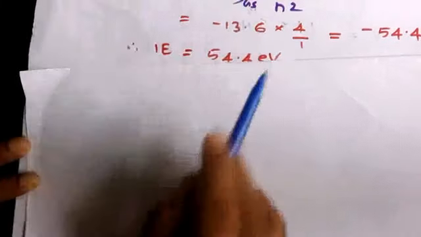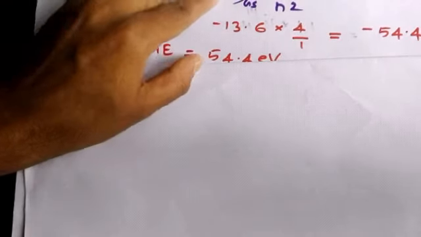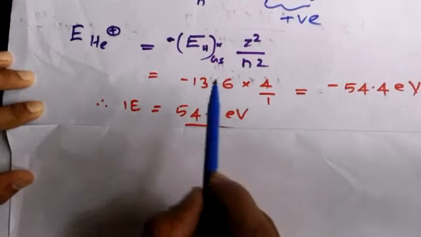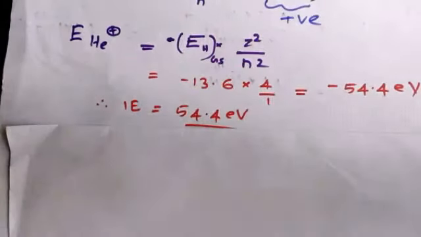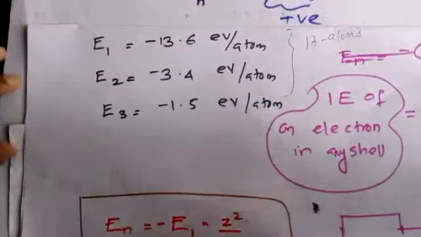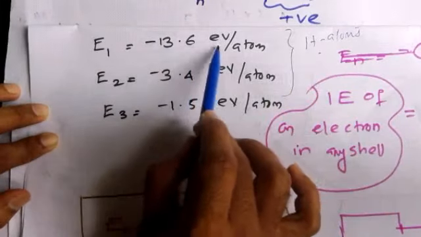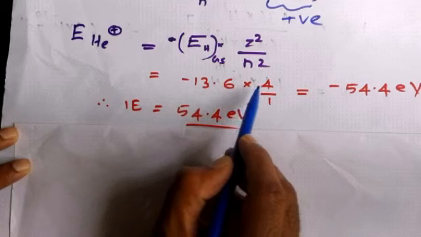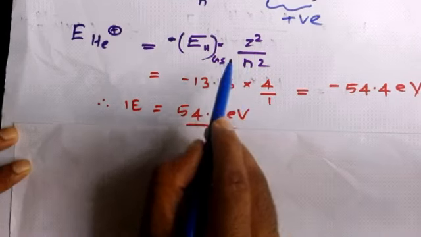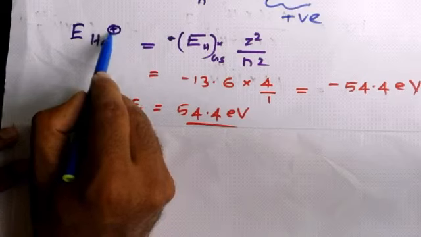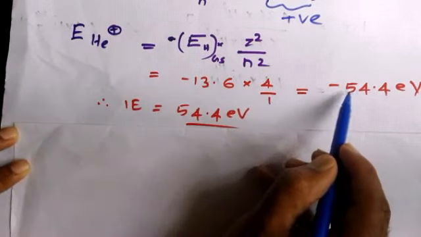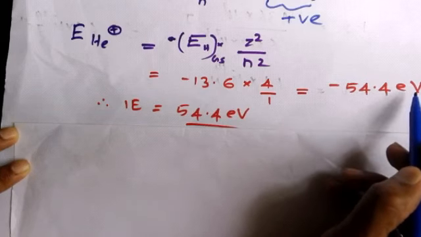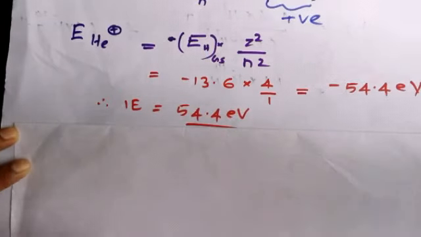E of helium plus is equal to, since you have been given hydrogen, make the equation like the hydrogen ground state into Z square by N square. What is hydrogen ground state value? I have given you this value again. E1 of hydrogen atom is minus 13.6. Therefore, minus 13.6 into Z square, for N is equal to 1, E of helium plus. Therefore, my energy of helium plus is minus 54.4 electron volt. Therefore, ionization energy is the positive value.